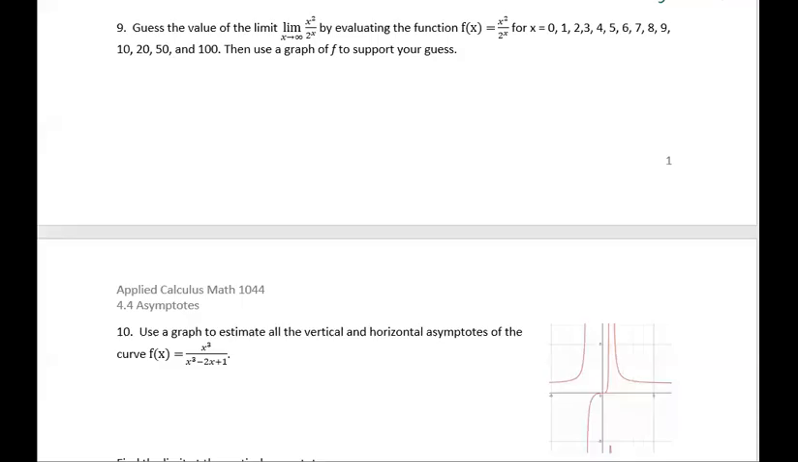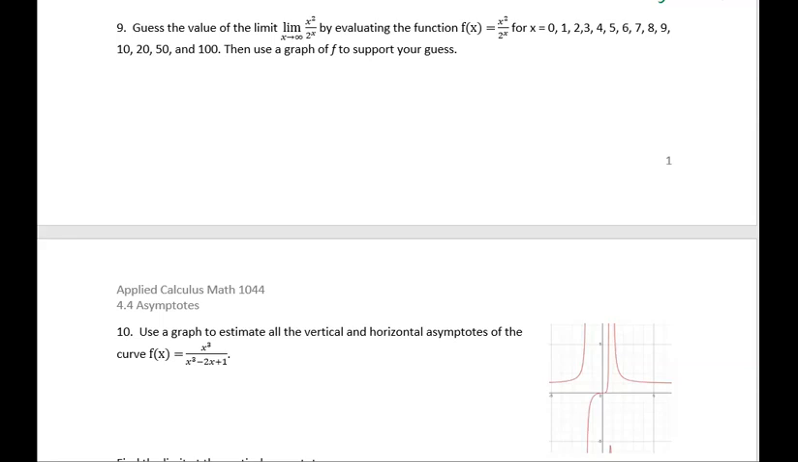Guess the value of the limit as x approaches infinity of x to the second over 2 to the x by evaluating the function f of x equals x to the second over 2 to the x for x equals all of these different x points. Then use a graph of f to support your guess.